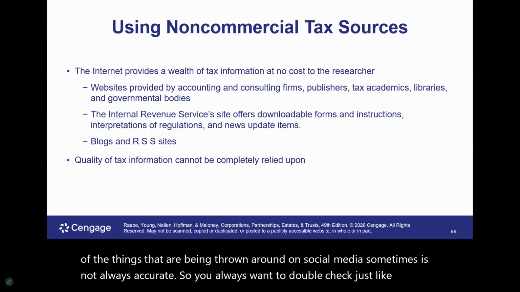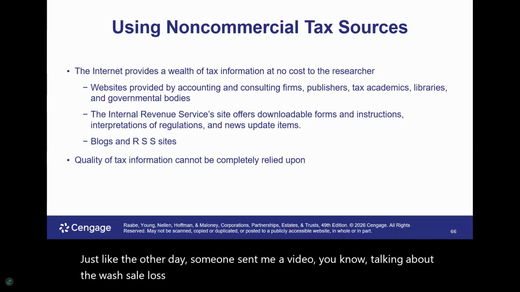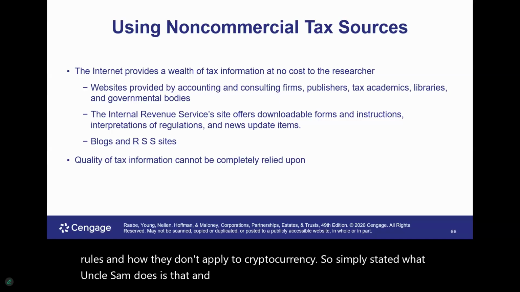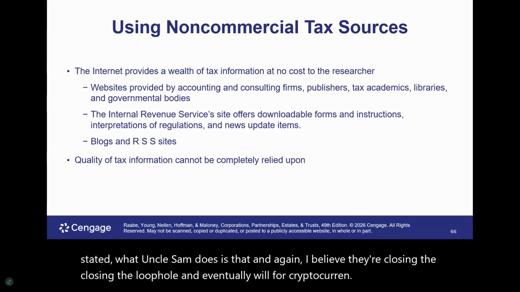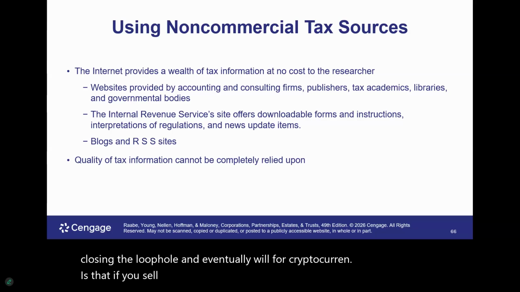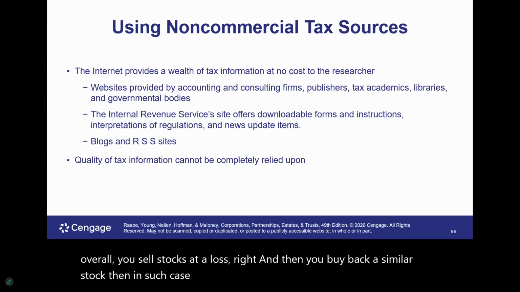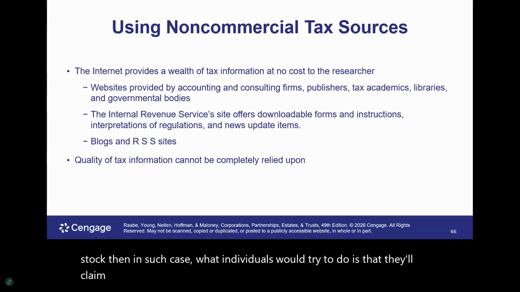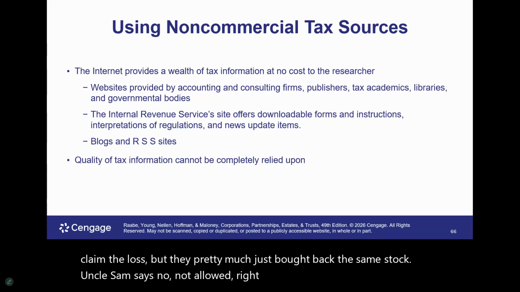Just like the other day, someone sent me a video talking about the wash sale loss rules and how they don't apply to cryptocurrency. So simply stated, and again, I believe they're closing the loophole, and they eventually will for cryptocurrency as well. If you sell stocks at a loss, right? And then you buy back a similar stock, what individuals will try to do is claim the loss, but they pretty much just bought back the same stock. Uncle Sam says, no, not allowed, right? But it's not yet disallowed for cryptocurrency.